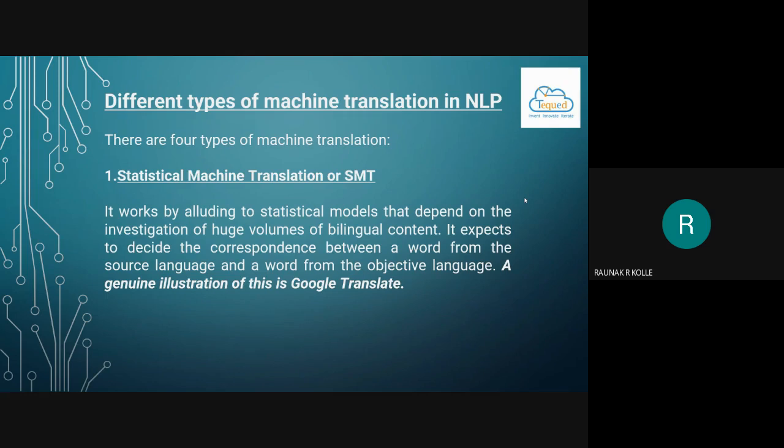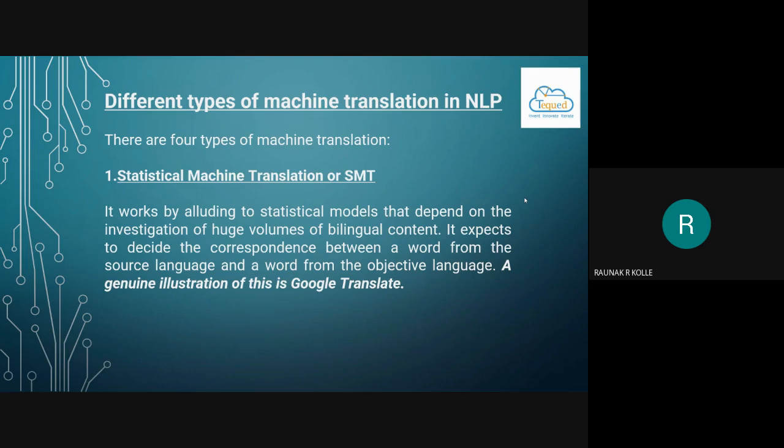The four major types of machine translation are: the first one is statistical machine translation, or SMT. Statistical machine translation works by referring to statistical models that depend on the analysis of huge volumes of bilingual content. It aims to determine the correspondence between a word from the source language and a word from the target language. A genuine illustration of this is Google Translate.